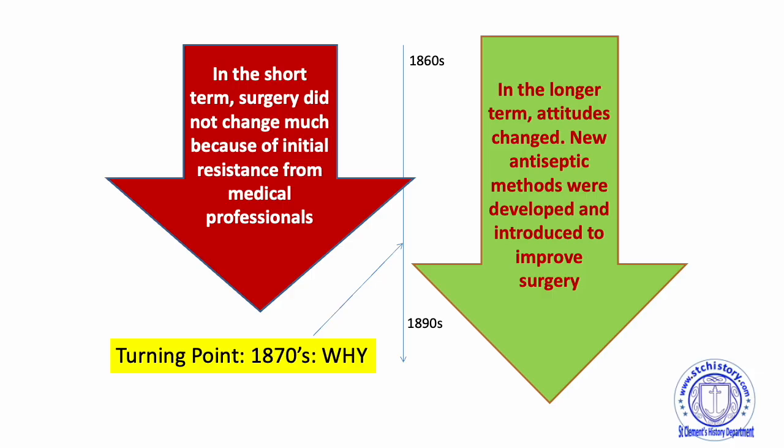So this little graphic you can see now is basically trying to give you a time picture, 1860s down to the 1890s. In the short term, surgery hasn't really changed that much, just because of a little bit of resistance for all the reasons that we've talked about, the blister and the spray getting in the way, as well as that idea about spontaneous generation and stuff. But as we get past 1870, that's sort of our turning point on this timeline.